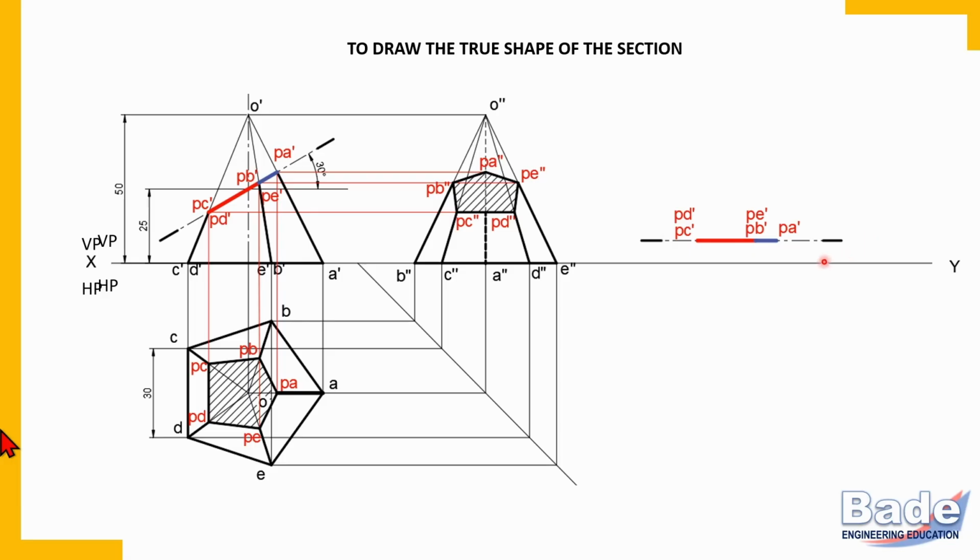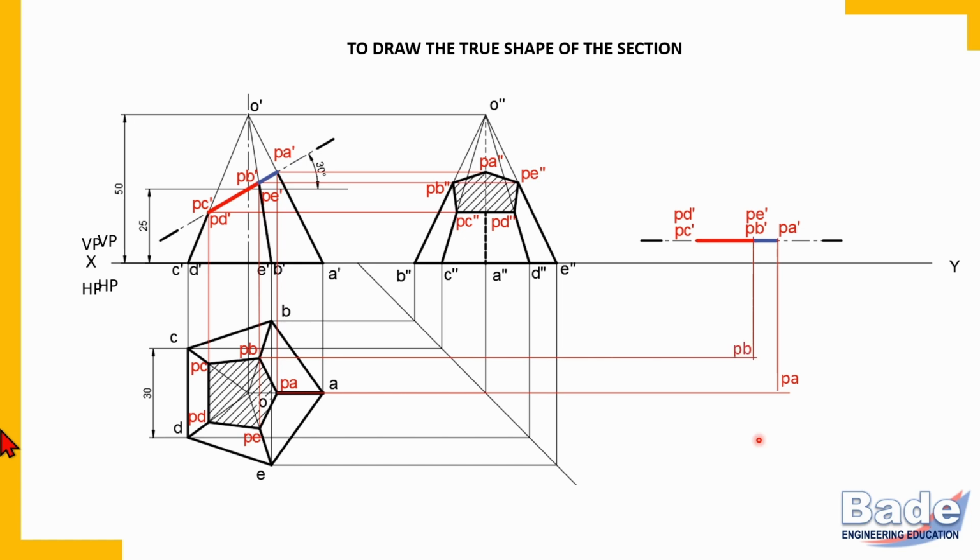Now project these points in the top view. So here it is PA, a horizontal line through PA and a vertical line through PA dash, and you will get PA, that is a corner of the true shape of the section. Remember, here we are transferring only corners of the section. So the points which I have labeled with red color, these are corners of the section. Only these points are to be transferred here. Don't draw projectors from corners of the base.